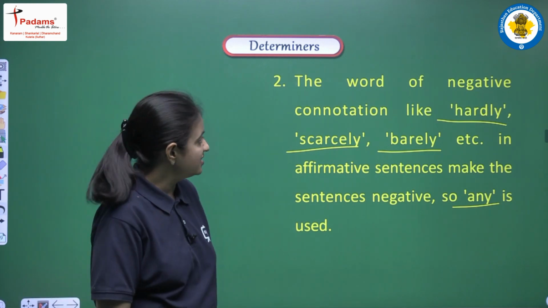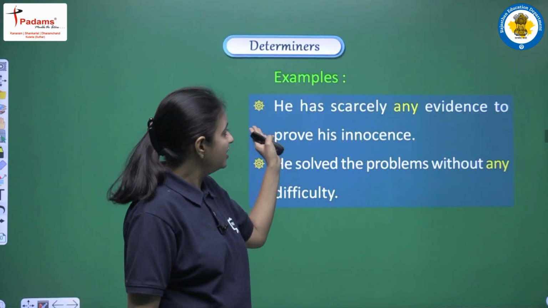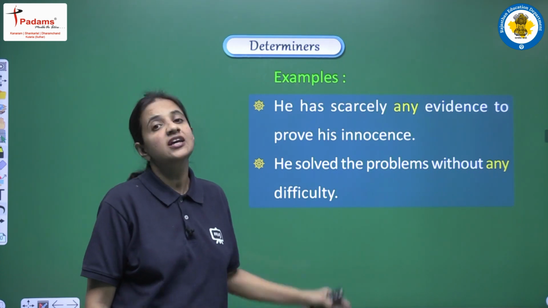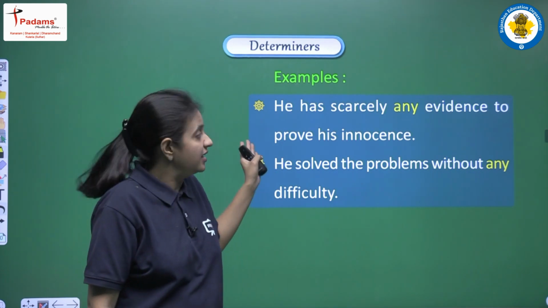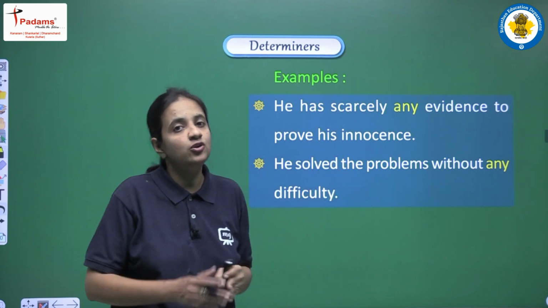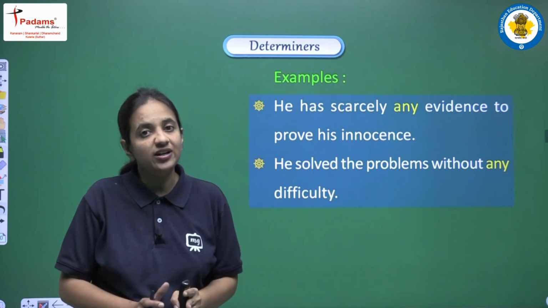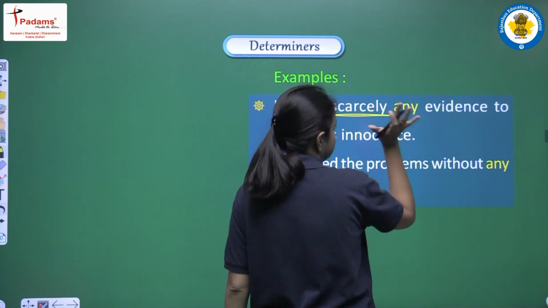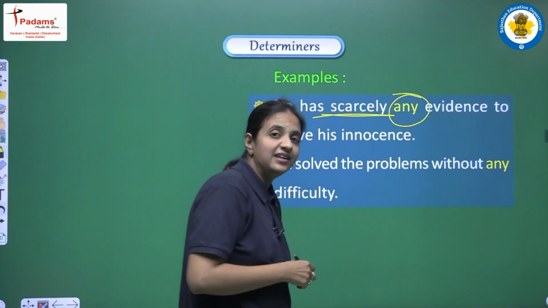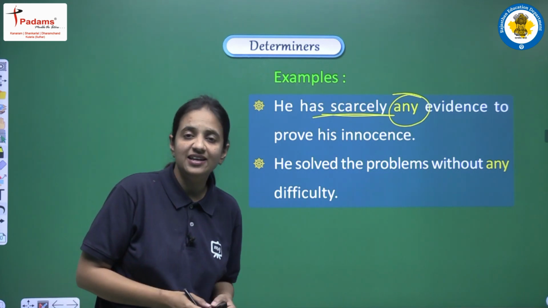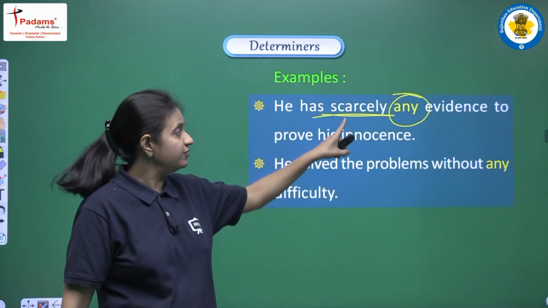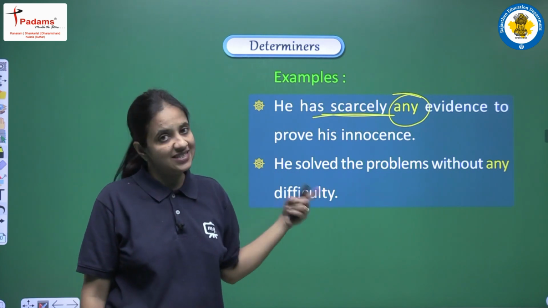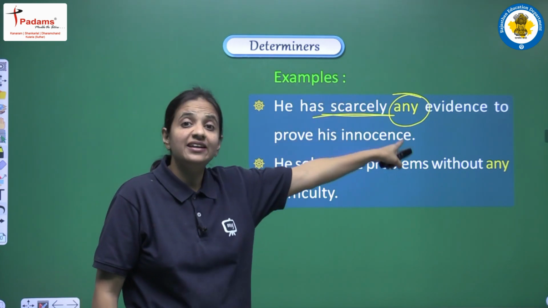Clear? So let's see some examples. We have: he has scarcely any evidence to prove his innocence. You can observe that in this sentence there is no not, but because of this word scarcely, this is the reason we are using any here in this sentence. Because of this word, this sentence falls into the category of a negative one, and this is the reason we are writing any here, okay.